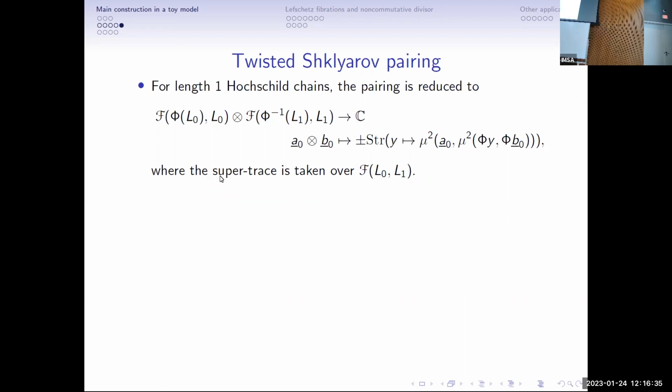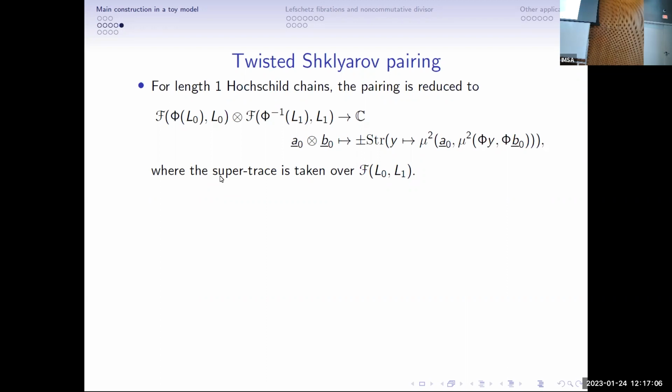So let's look at the formula here. We need to apply the mu2 in the bracket first. If we apply phi to y, we would obtain an element in the Hom space from phi L0 to phi L1. And let's look at B0. If we apply phi to that, that will give us an element in the Hom space from L1 to phi L1. So in particular, they can compose with each other using the mu2 map.